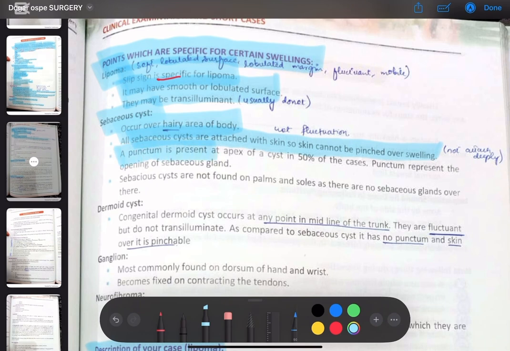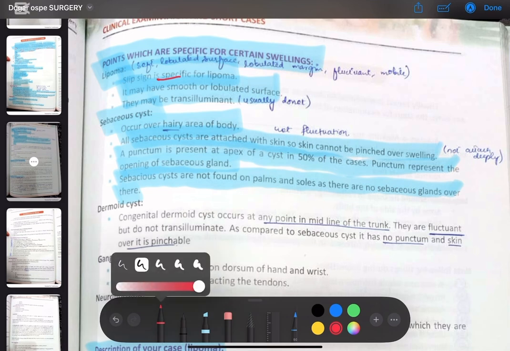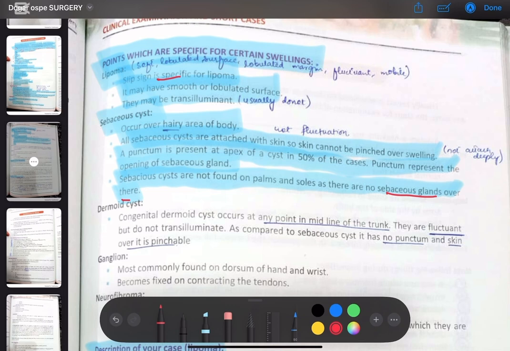A punctum is present at the apex of a cyst in 50% of the cases, and the punctum represents the opening of the sebaceous gland. Sebaceous cysts are not found on palms and soles, as there are no sebaceous glands there. So this is the diagnostic point: the places in the body which are hairy have sebaceous cysts because there are sebaceous glands there.